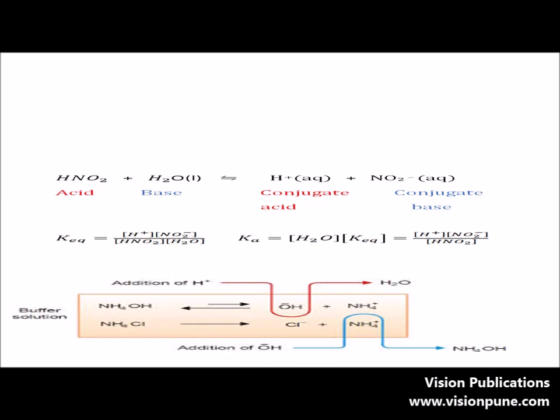So buffering capacity shows that they have a common ion effect. One of the ions should be a common ion, due to which the concentration will remain constant and it will act as a buffer.